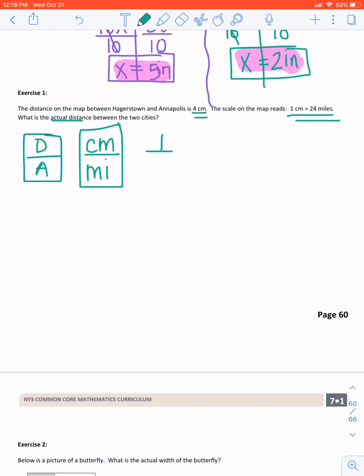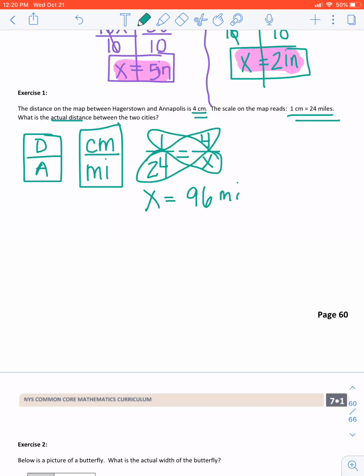The scale goes first, so 1 over 24, that comes right from the scale. And the other number they give us is 4 centimeters. 4 is the number of centimeters, so that goes on top. And we're finding the actual distance, which is miles. So we're going to cross multiply. 1 times x gives us x. 24 times 4, I'm going to use my calculator on that. 24 times 4, which is 96. Now that's on the bottom, so that's 96 miles. It was the actual distance between those two cities.